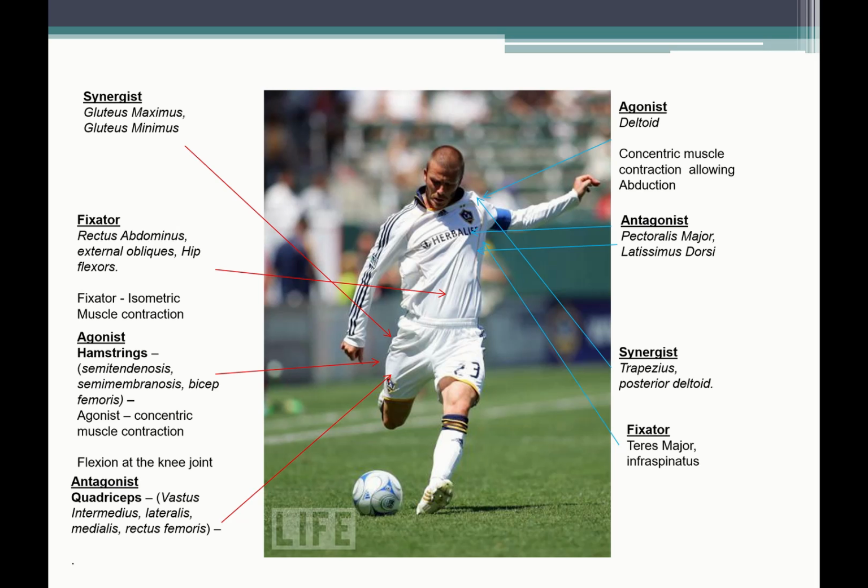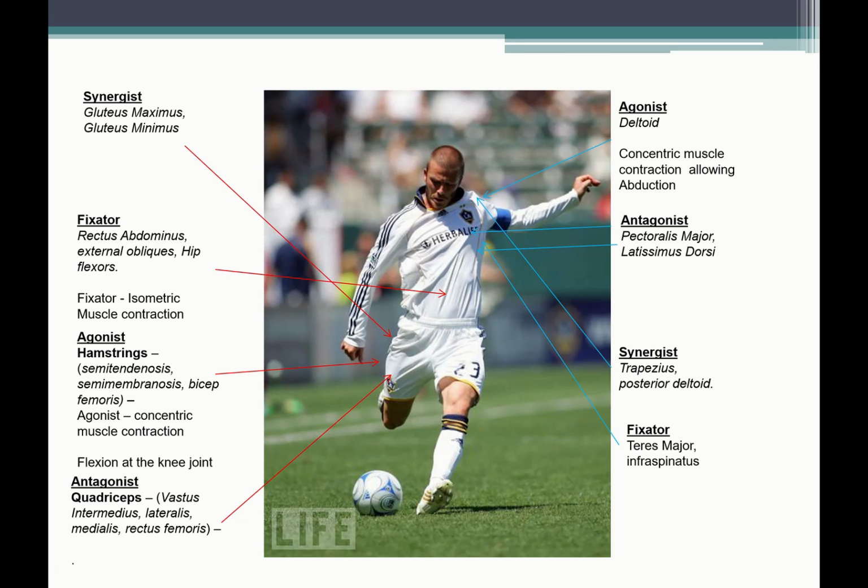And then the fixator, holding that shoulder joint in place, making sure that we don't hyperextend or hyperabduct and therefore cause injury. We've got the teres major, which is part of the shoulder girdle, and also the infraspinatus, which again makes up the rotator cuff. So these muscles here are working in teams in order for those movement actions to occur.